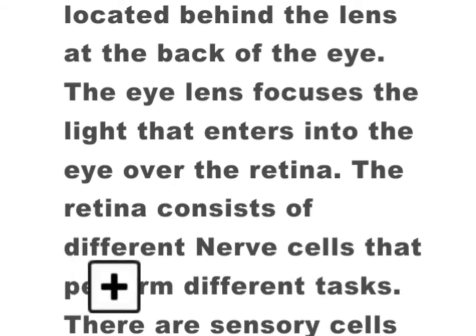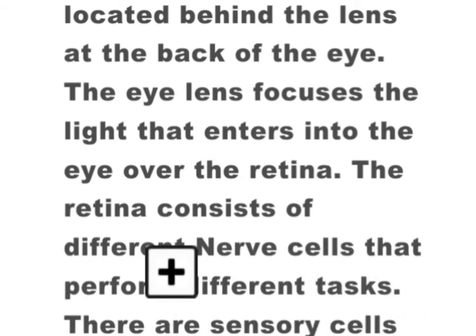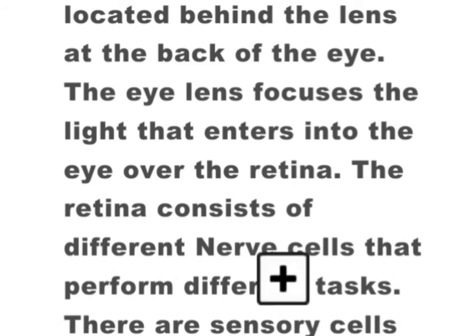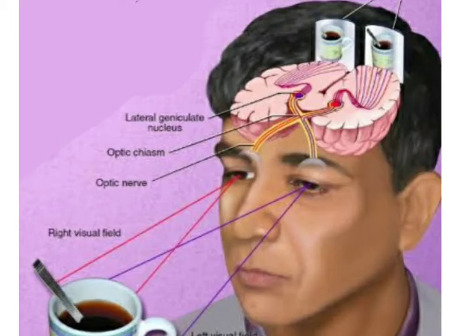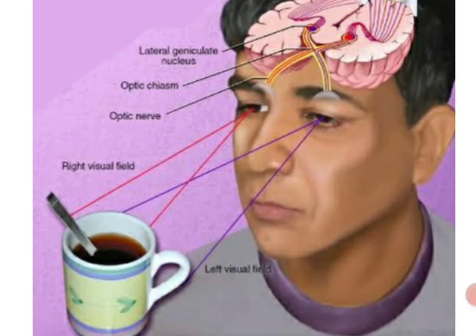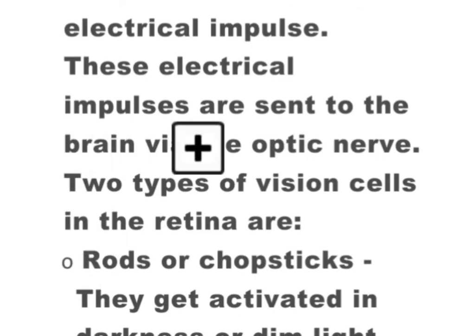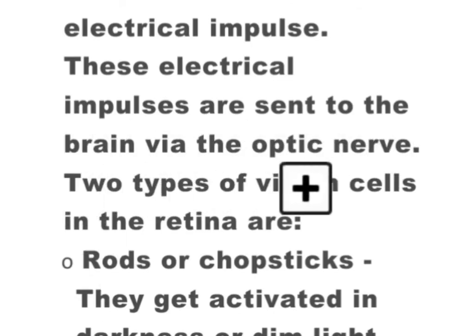The retina consists of different nerve cells that perform different tasks. Simply, these nerve cells are responsible for collecting the information of the image forming on the retina, and this information is sent to the brain in the form of electric signals. It is written that they transform the information into electrical impulses, and these impulses are sent to the brain via the optic nerves.